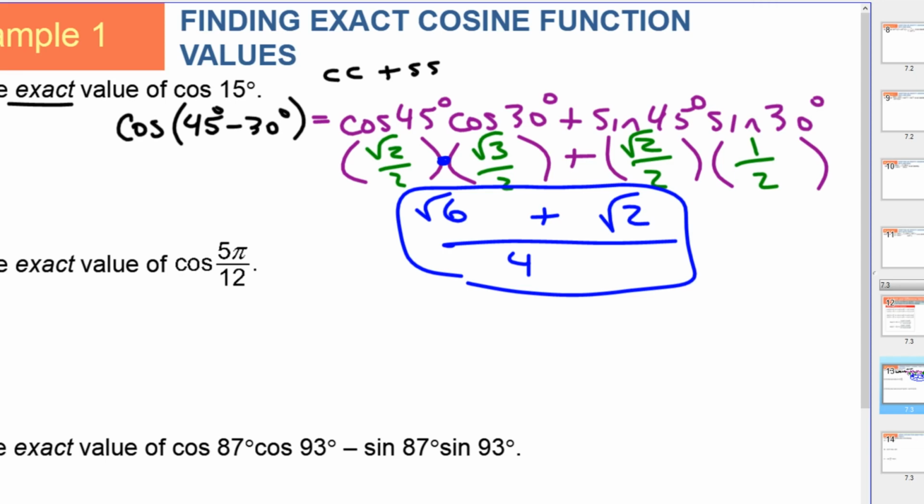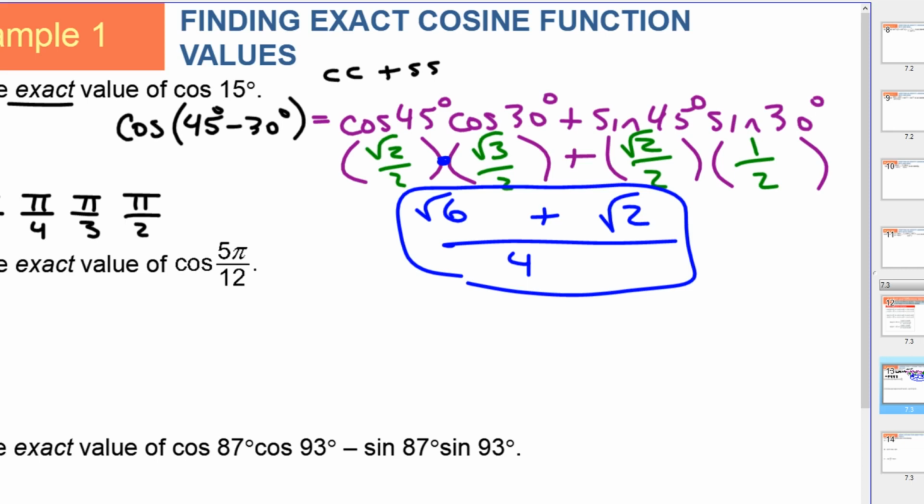It's a little bit harder when we're talking about radians, 5 pi over 12. We're just not as good with radians as we are with degrees. We're going to do the same thing, but it's not nearly as obvious, okay? So if you look at your chart has these angles in it. 0, pi over 6, pi over 4, pi over 3, pi over 2.